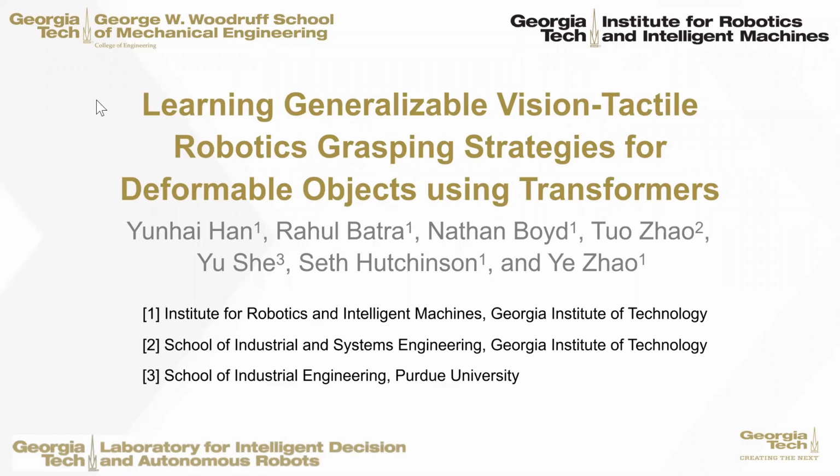Hello, my name is Yunhai Han and I am a researcher in the Laboratory for Intelligent Decision and Autonomous Robots at Georgia Tech. I am here to present our work on learning a generalizable robotic grasping framework using both visual and tactile sensors via transformers.